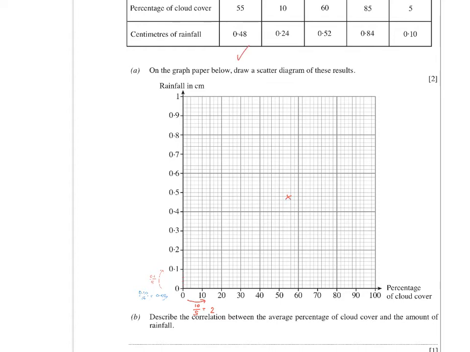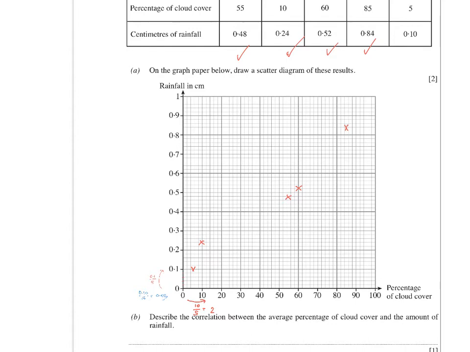10 and 0.24. So here, and then I'm going up 2 from here. So 1, 2, there. 60 and 0.52. So again, 60, 0.5, and 0.52, just one little square up, so there. 85, so here, I'm going to come all the way up to 80, and then to 84 would be 2 little ones on, so in the middle there and there. And then 5 and 0.10, so 5, bang in the middle of 0 and 10, and then 0.10 there.